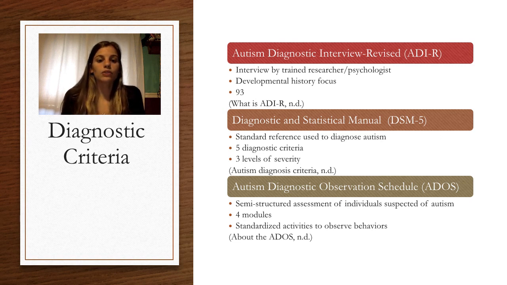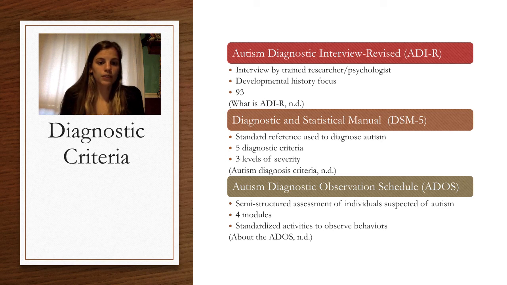The next assessment tool is the Diagnostic and Statistical Manual, or DSM-5. This is a standard reference used by healthcare providers to diagnose mental and behavioral conditions like autism. There are a total of 5 diagnostic criteria for autism with the assessment.